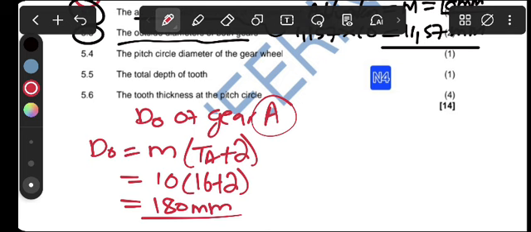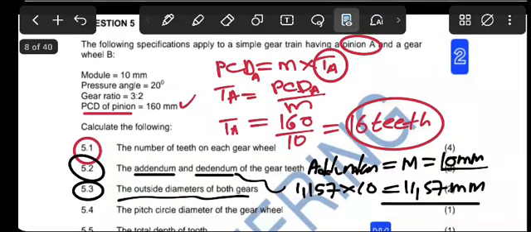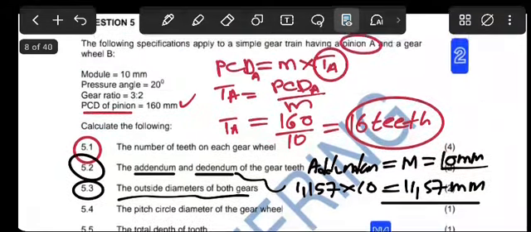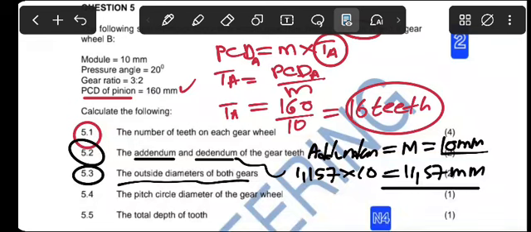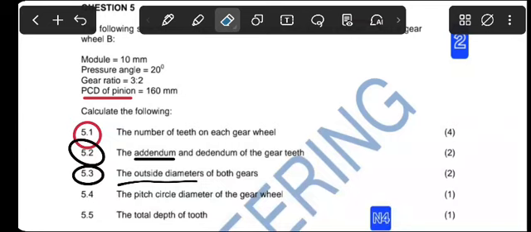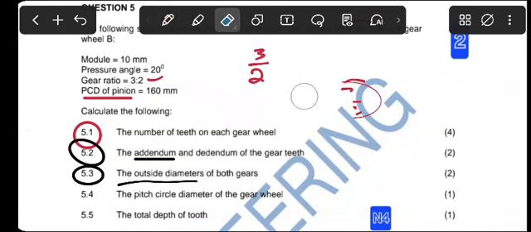Then for gear B, we'll use ratios, because we've been given the gear ratio. Using the gear ratio, we know that 3 is to 2. Remember, you can write this as 3 over 2. The ratio can be written as a fraction.